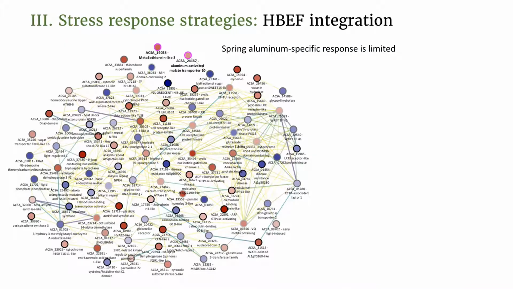So now I will show just a couple of examples from the differential expression analysis. This is from spring, which had a much larger set of differentially expressed genes overall. There was so much associated with stress, but not much really specifically associated with aluminum response. There are a couple at the top highlighted with bright pink borders.